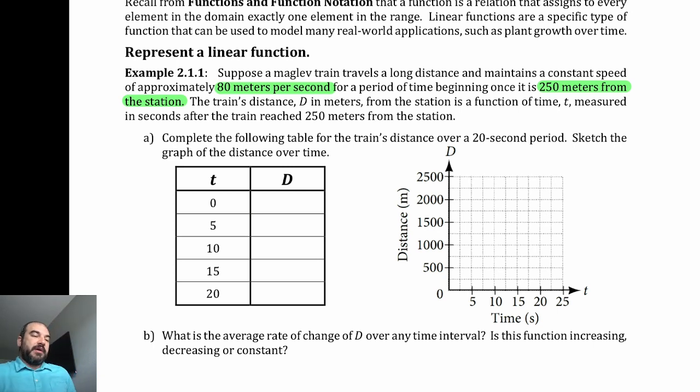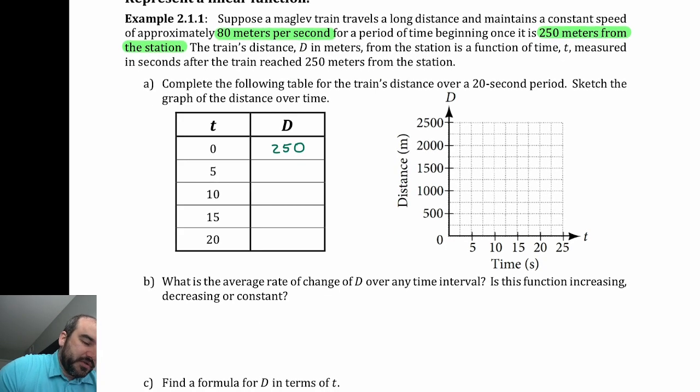When we start the timer, how far is the train from the station? 250 meters. Good. When we start the timer at 0, we're at 250 meters from the station because that's what it says, right? T is measured in seconds after the train reached 250 meters from the station. So when we start the timer, the train is 250 meters from the station.